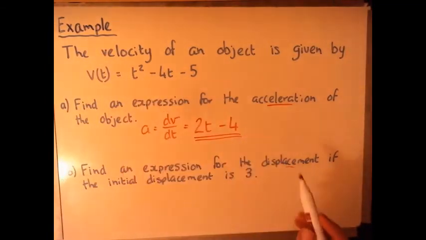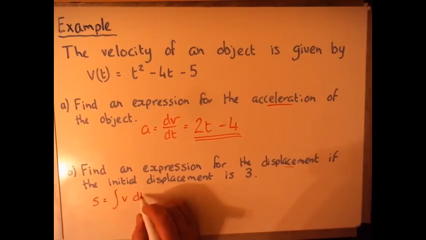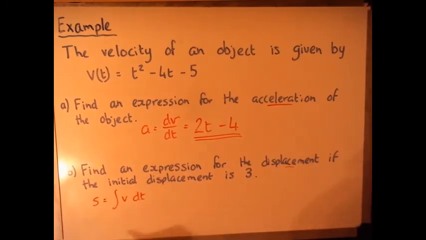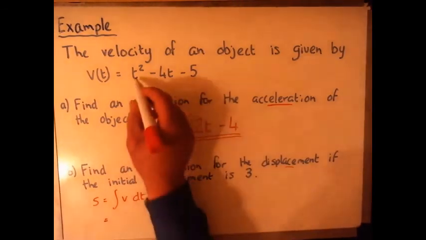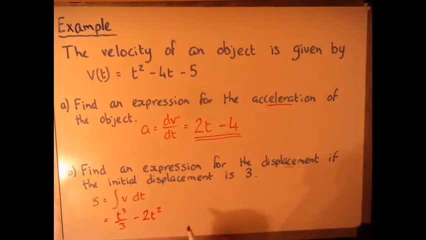Moving on to part B, this time we want displacement. Given velocity, how do I get displacement? Well, a wee reminder, if I want displacement, I need to integrate the velocity expression. So I'm going to integrate this expression up here. If I do that, I integrate t squared, I end up with t cubed over 3. I integrate negative 4t, so I will end up with negative 2t squared. So power up by 1, divide by that new power. Integrate negative 5 to give me negative 5t.